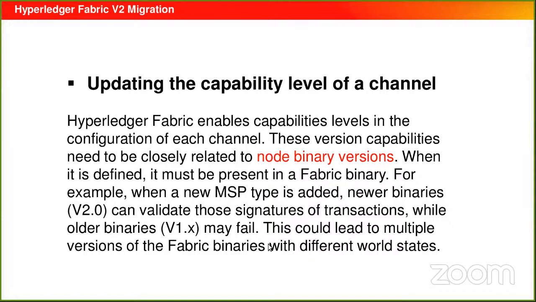For example, when a new membership service provider type is added, the new binary can validate those transaction signatures, while the older binaries may fail. So I'm going to talk about things you have to watch for when you're upgrading, because if you run into multiple versions of the binaries in your Fabric, the upgrade process may fail.